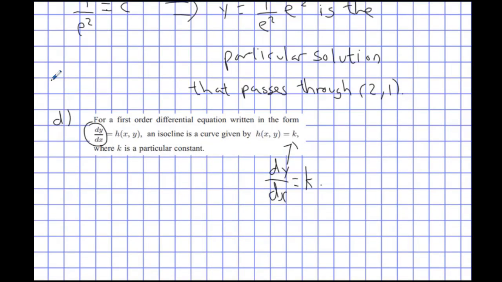So we need to join all the points in the field where dy by dx equals 1, 3, 6. And so we need 3 separate isoclines. And this is going to be part E.